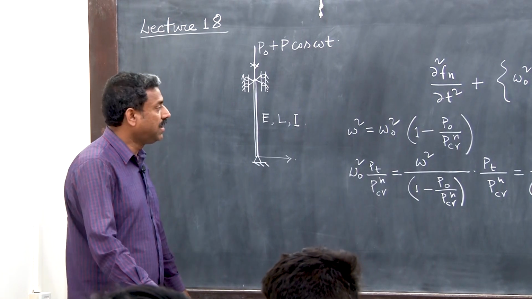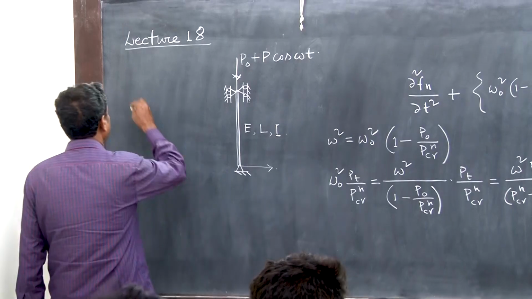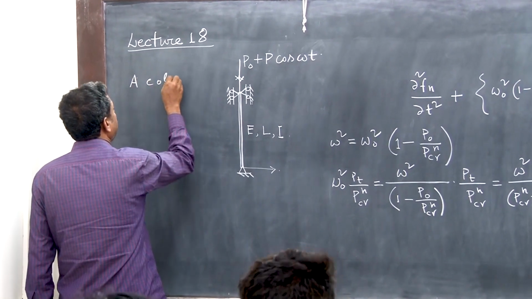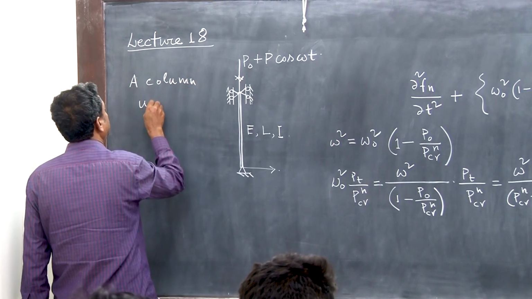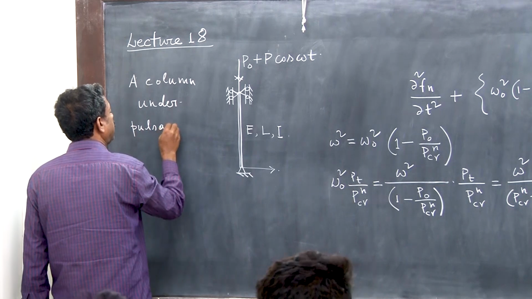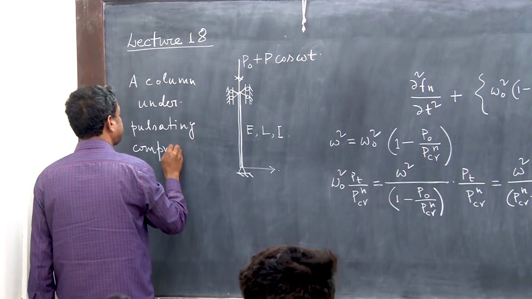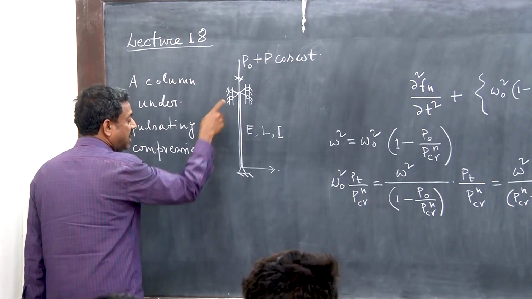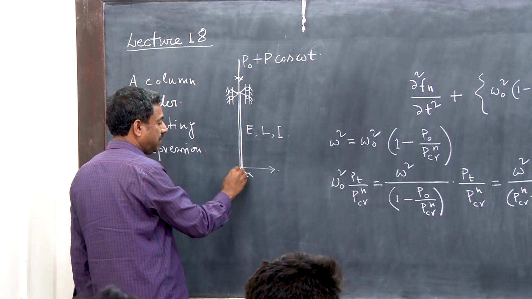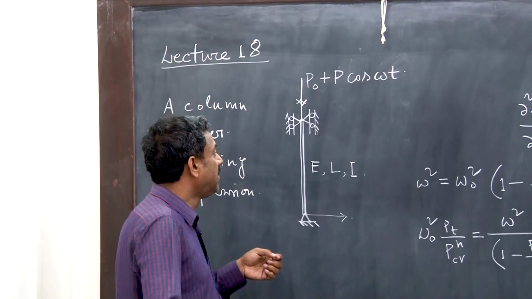Welcome to lecture 18. What we are discussing is a column under pulsating compressive load. So consider a column, which for simplification we assume to be simply supported, and it is allowed to deform in the axial direction.